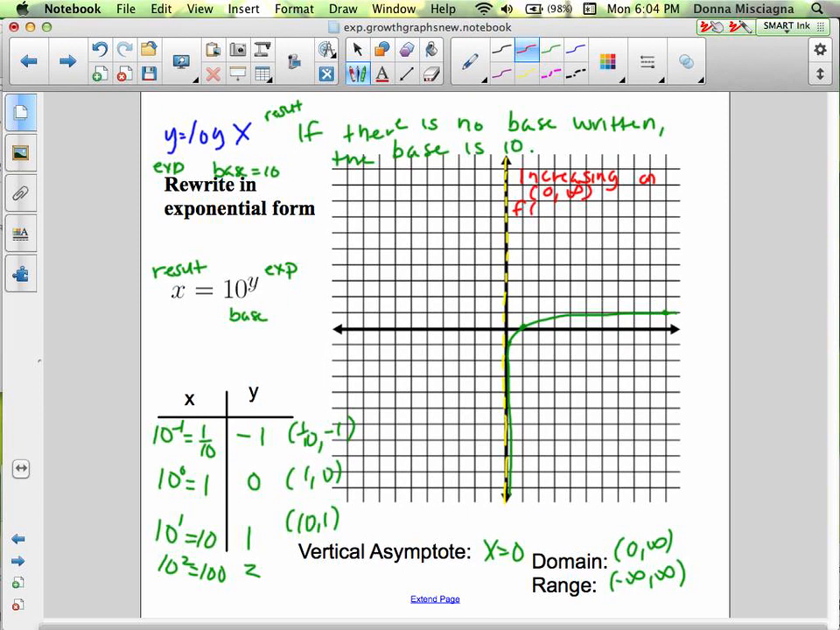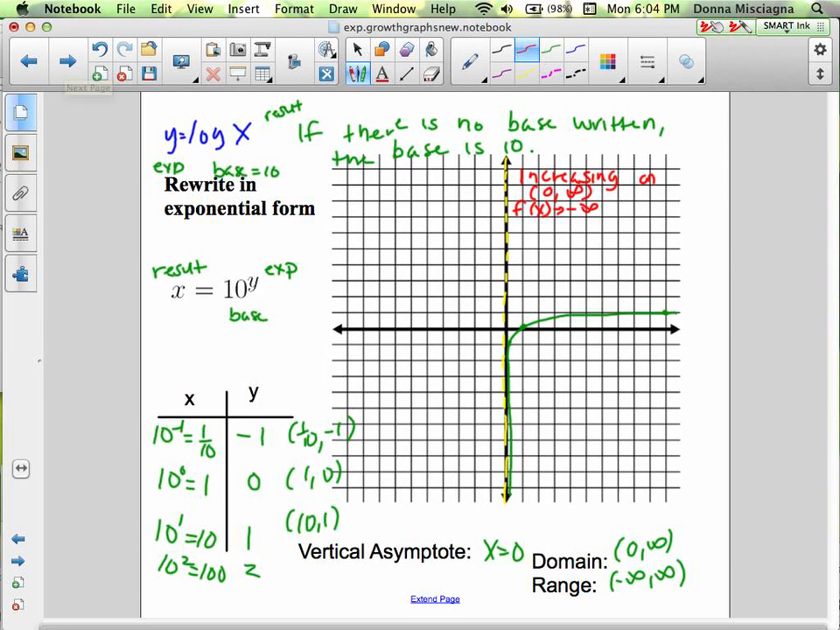End behavior: as x gets closer and closer to 0, because it can't get lower than 0, your function is going to approach negative infinity. It's getting smaller and smaller, as the exponent is smaller and smaller. Let me try that again.